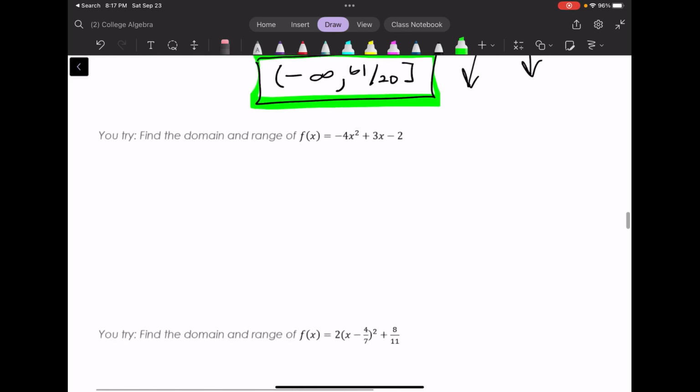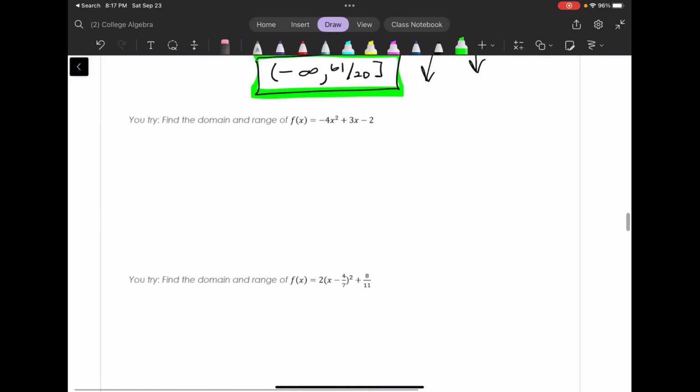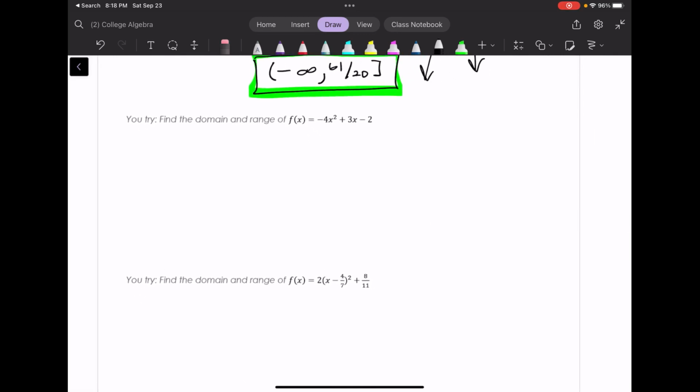And so now you give it a try. Notice the first example, I give you the general form where you can't see the vertex. But in this second one, I give you the standard or vertex form where you can see the vertex. So the second example is a little bit easier. So I'll give you a second to take a look at that. And pause the video, then come back and see how you did.